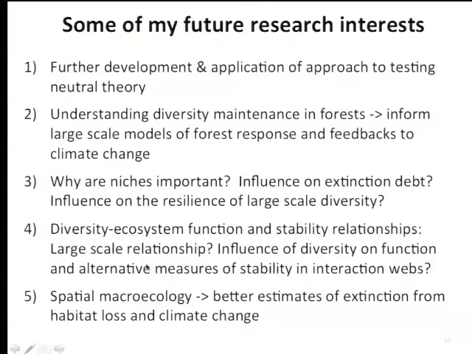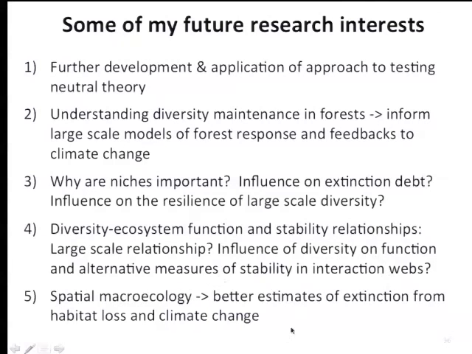Some of my other interests include thinking about why niches are important. It seems like an interesting intellectual question to look for niches, but why should we even care? What does that matter for things like extinction debt or the resilience of diversity at large scales? These are things we could be more concrete about. I'm also interested in diversity ecosystem function relationships. There have been some interesting criticisms as of late of the relationships that have been established, because they've been established at such a local scale, where the diversity loss we're experiencing is more clearly at large scales, not necessarily local scale diversity.